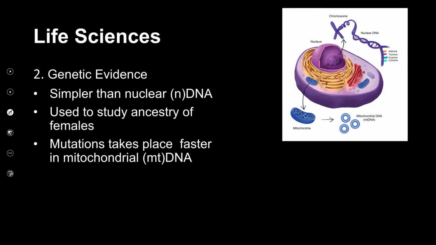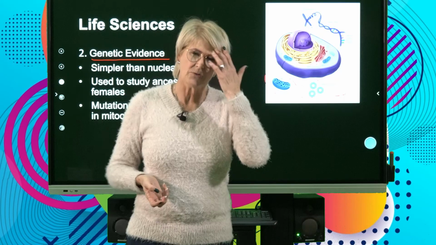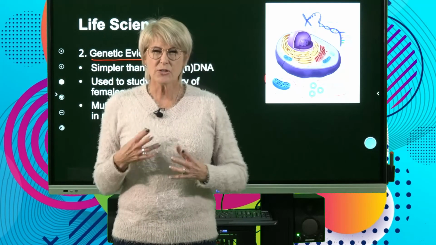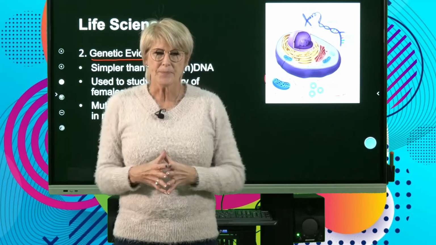Right, then the next source of evidence that we find for human evolution is what we call genetic evidence. And here, what we do is we use the DNA that we find in mitochondria. So if we have a look at this diagram here, you'll see specifically it's mitochondrial DNA, which we find in the mitochondria.